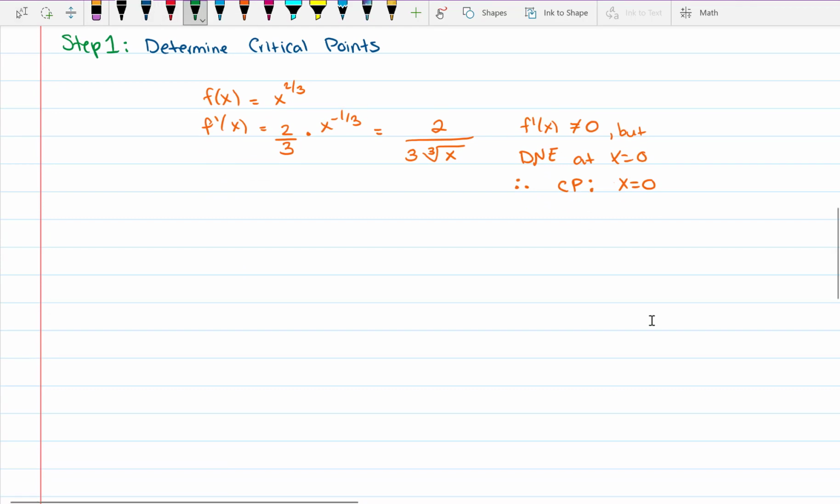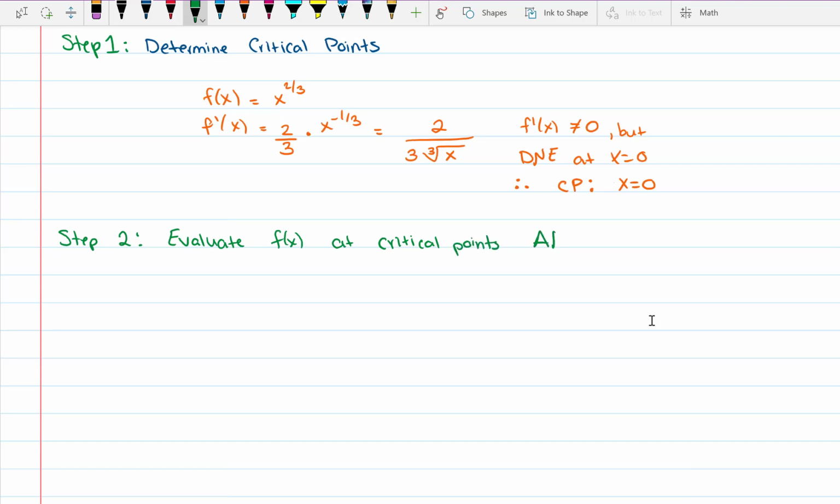So step 2 is to evaluate f of x at the critical points and, this is very important, the endpoints. This is where a lot of people make a mistake, because they forget to evaluate the endpoints.